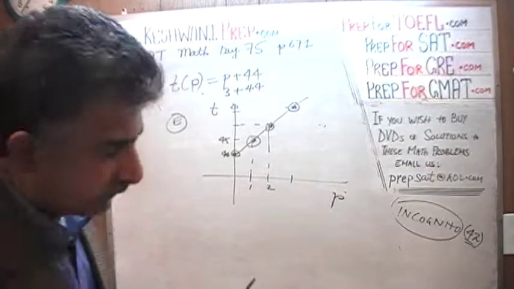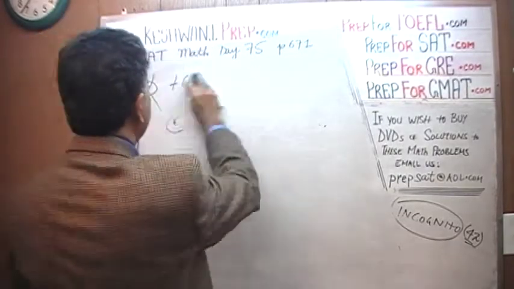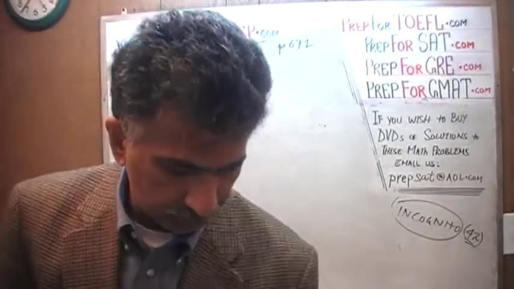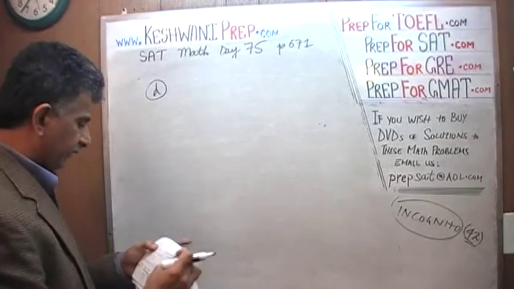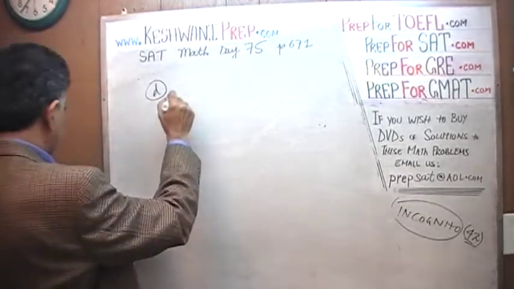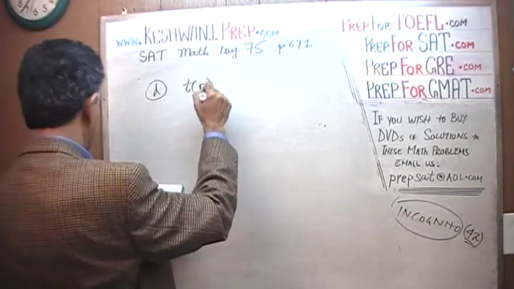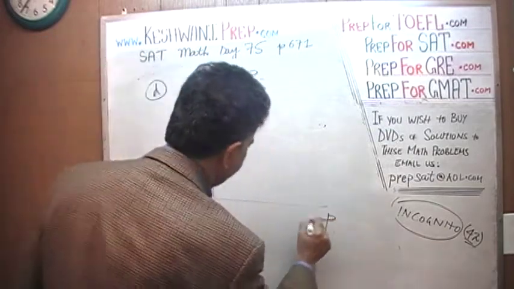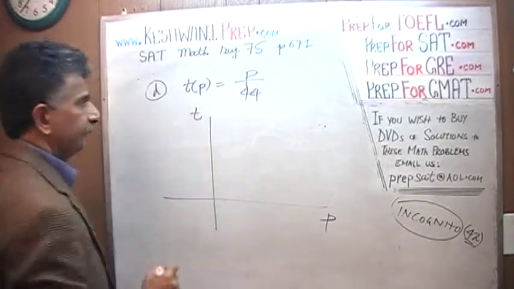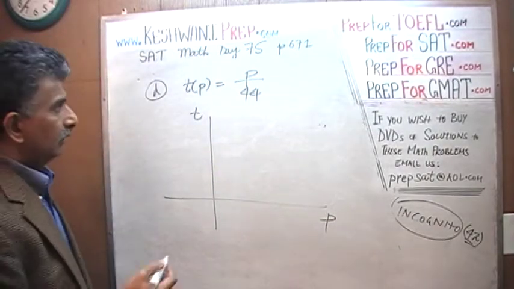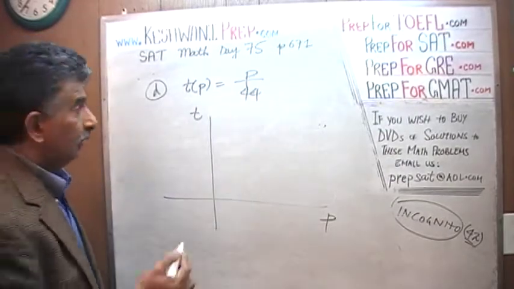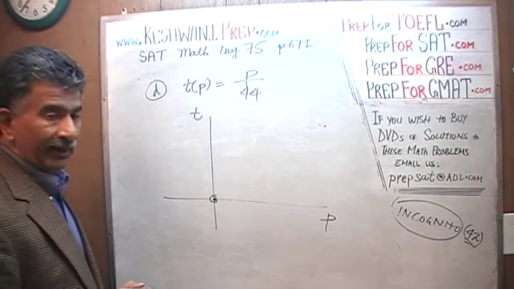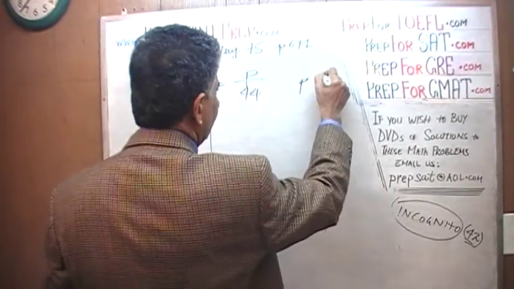Let's look at D. E was pure nonsense, as I said, it was balderdash. D says the amount of time it takes to finish the puzzle equals P over 44. Let's see what it looks like. Here's our P and here is our T. So when P is 0, when you do not practice at all, 0 divided by anything is 0. So it starts out here.